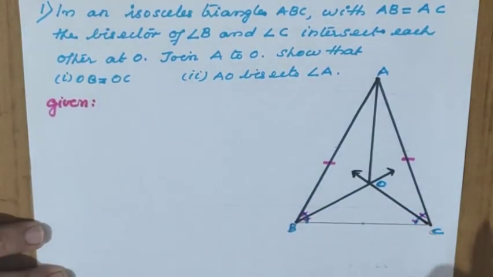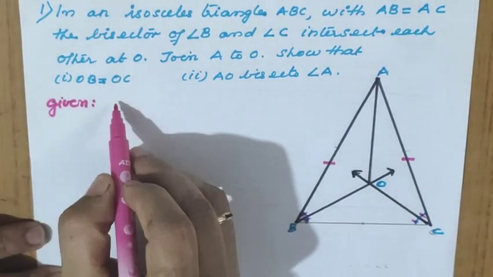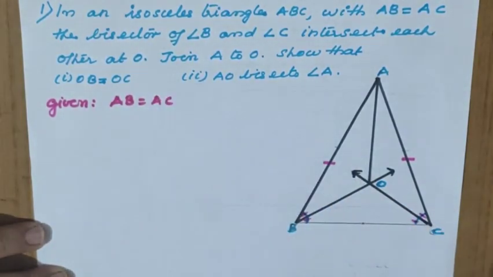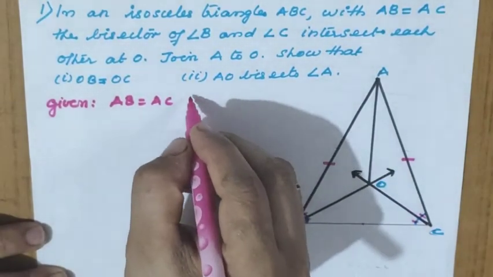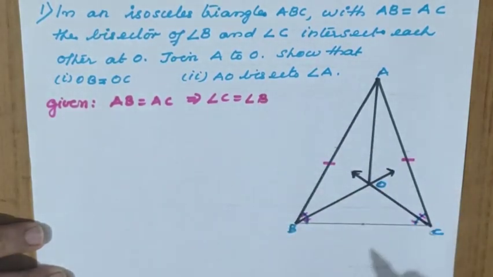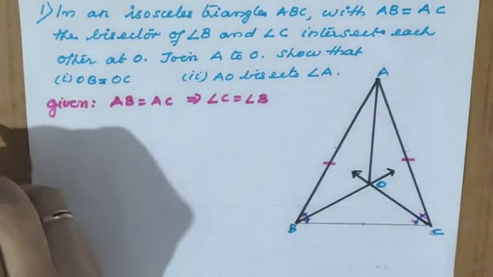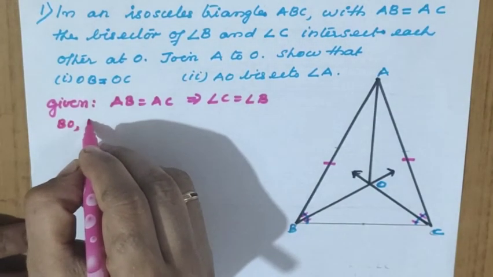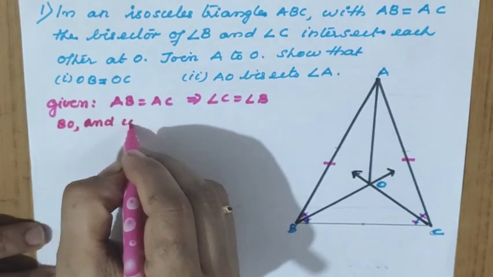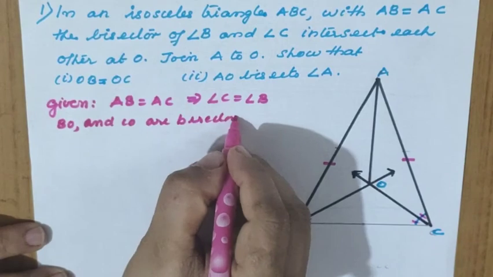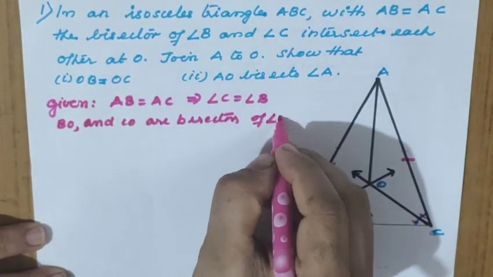Okay. In triangle ABC, AB equal to AC. So I'll just write AB equal to AC. And also what we can write, angle C is equal to angle B. Now BO and CO are the bisectors. So we can write here also BO and CO are bisectors of angle B and angle C.